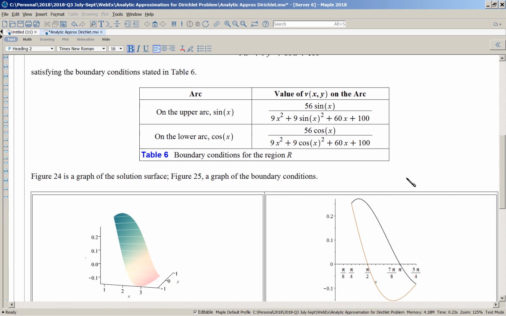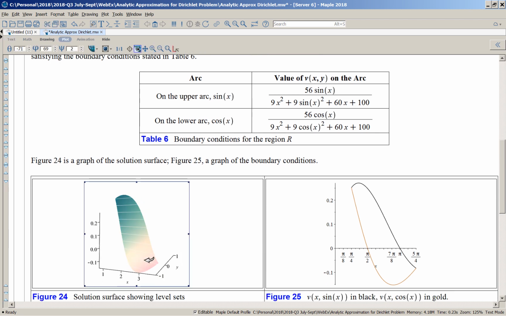This is the region I picked, bounded by a piece of a sine curve and a piece of a cosine curve. I use something like this in lots of examples that I've concocted over the years. Pi upon 4 is the smallest x, 5 pi upon 4 the largest x. Two separate arcs. This is what the exact solution looks like over that region.